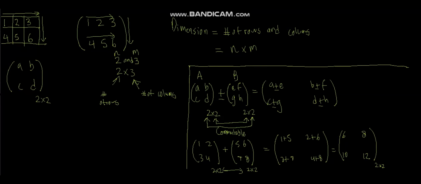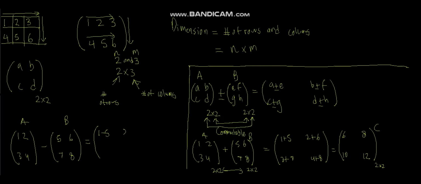Now let's look at an example with subtraction. So taking the same matrices 1, 2, 3, 4 minus 5, 6, 7, 8. Let's call the matrix that results matrix C. So matrix A minus matrix B would be equal to 1 minus 5, 2 minus 6, 3 minus 7, and 4 minus 8, which results in the following.